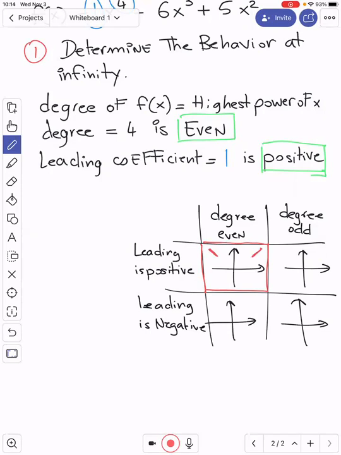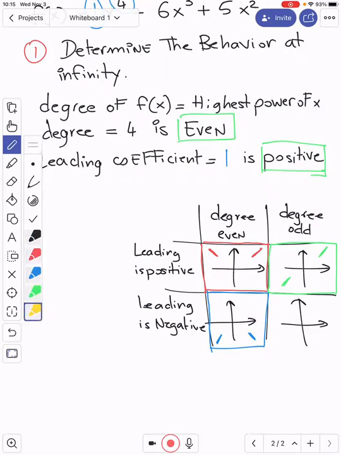Now, if the degree is even and the leading coefficient is negative, right? There'll be this case right here. The behavior of the graph would be something like this. Now, if the degree is odd and the leading coefficient is positive, there'll be this case right here, then we're gonna have something like this. And then finally the last case, when the degree is odd and the leading coefficient is negative, right?